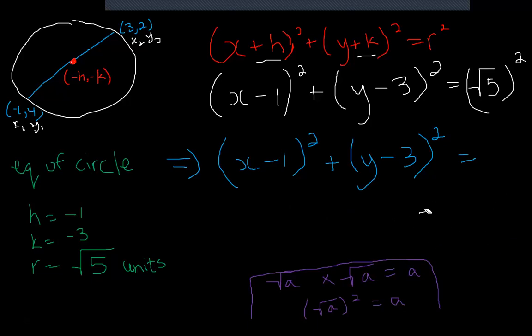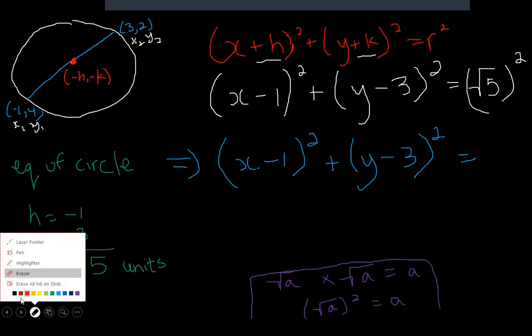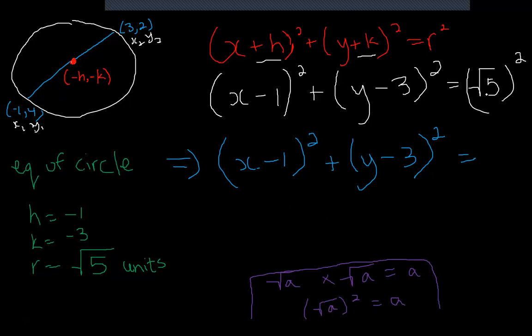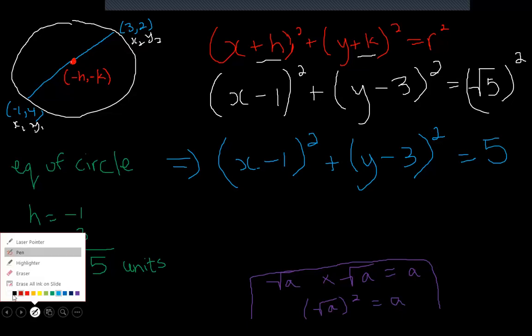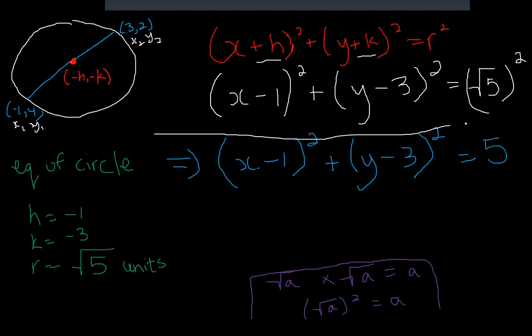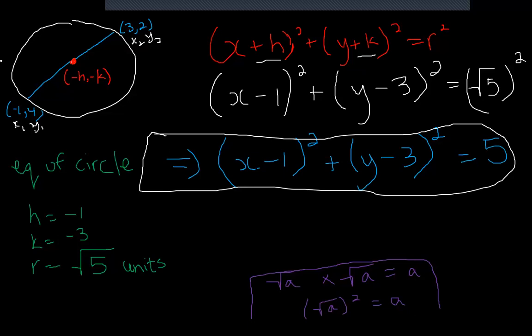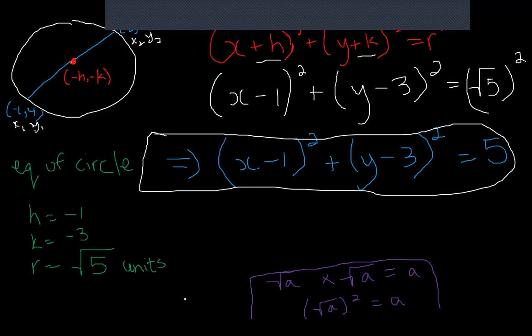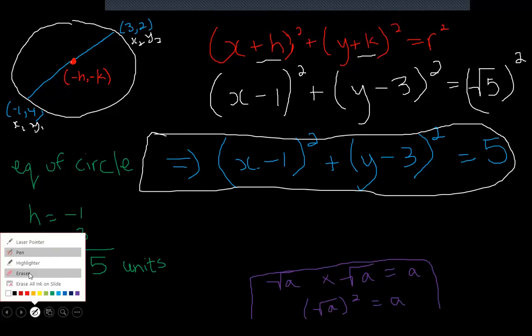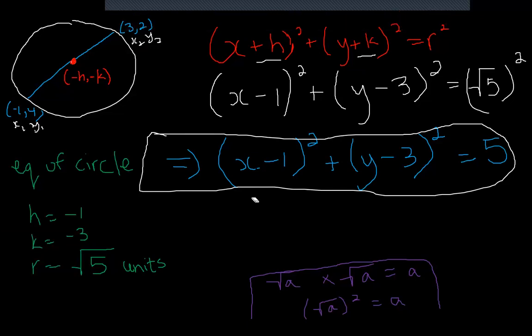Okay, let's go back to the question. So the square root of 5 squared is equal to 5. And this would be my answer. This right here. Let me put this in a box. Okay, that's not a box. But okay. You understand that? Yes, no? Yes, miss. Okay.